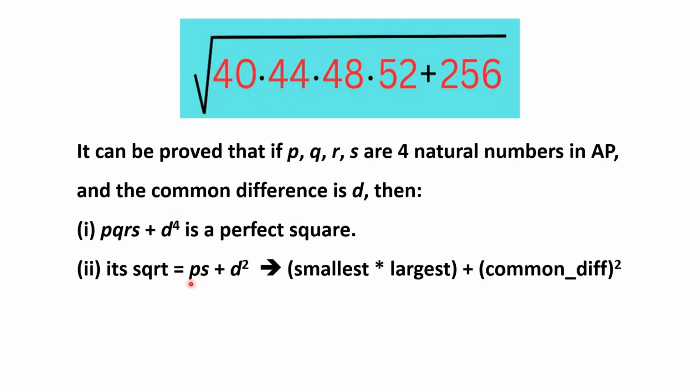And the square root will be PS plus D square, that is smallest into largest plus the square of common difference. The square root of the product of four numbers in AP plus the fourth power of the common difference will be equal to smallest multiplied by largest plus the square of common difference. So we will apply this rule here.